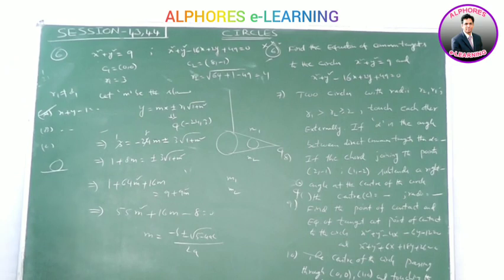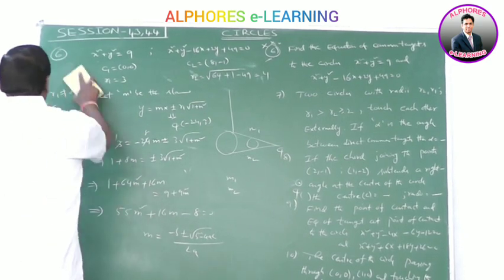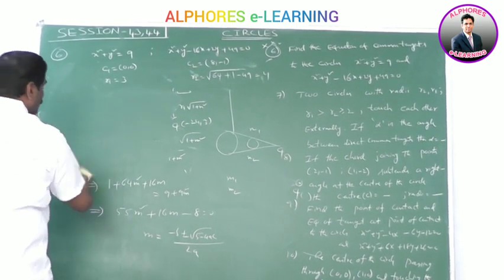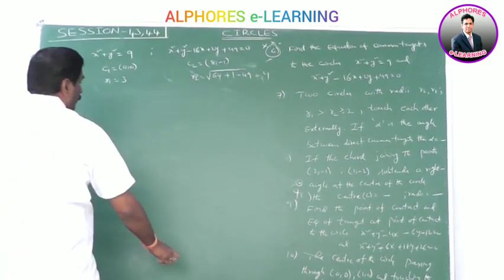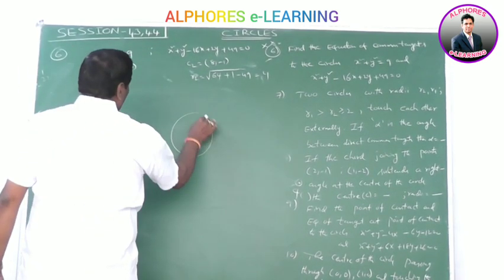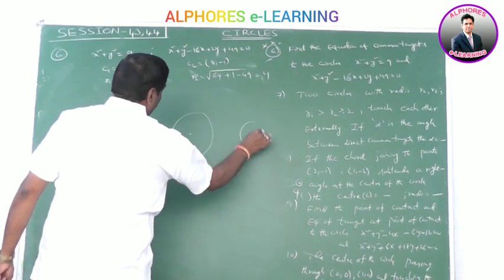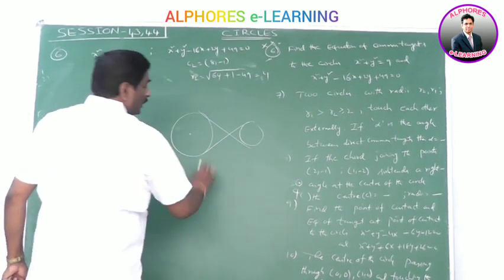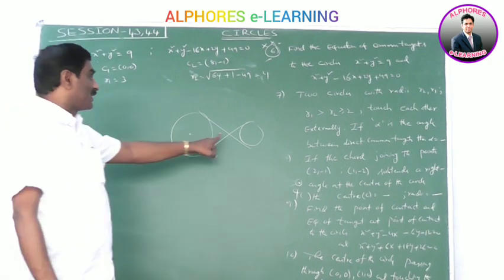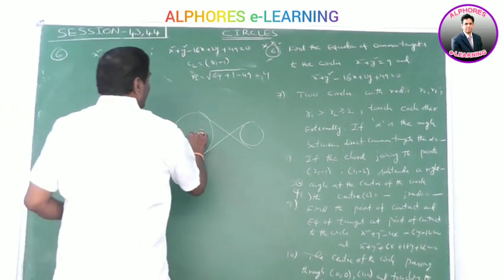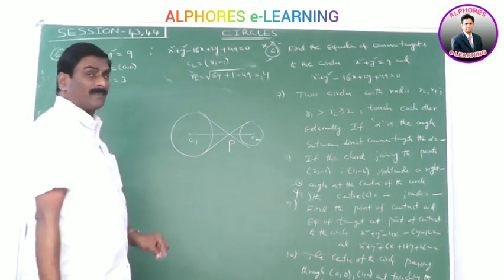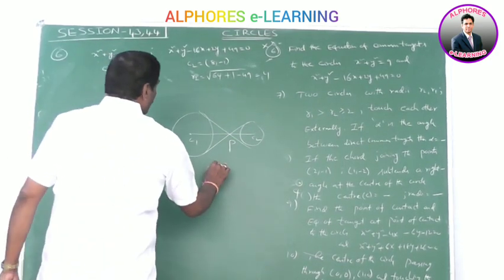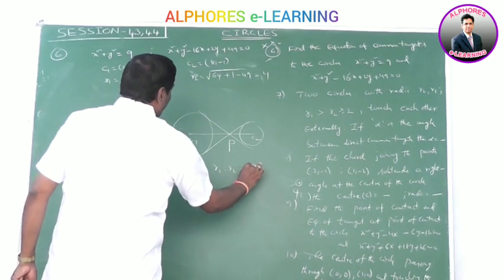Okay. Similarly, for getting the transverse common tangent. What are the transverse common tangents? These are in this way. The intersection point of these transverse common tangents is the internal center of similitude. C1, C2. This is the internal center of similitude P. This P divides the line segment C1 C2 in the ratio r1 is to r2 internally.